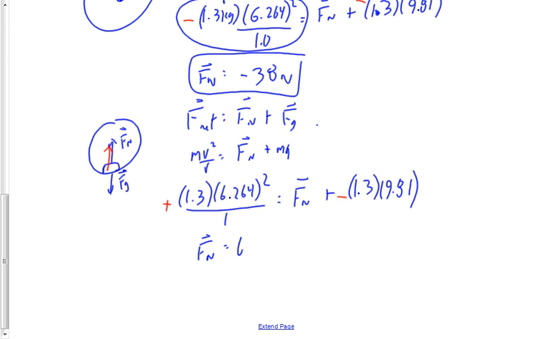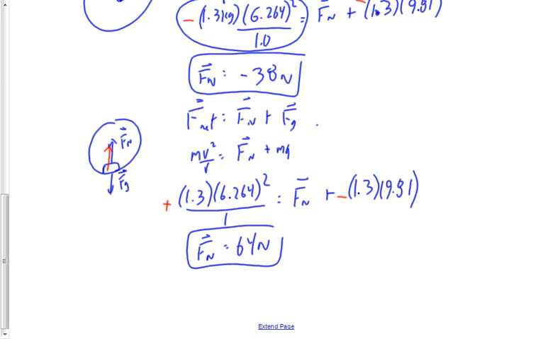That works for me for two reasons. One, it should be a positive value. That's what we got. Two, it should be bigger than the normal force at the top of the circle. The normal force at the bottom will always be bigger than the normal force at the top. Always. Because gravity and the normal force are opposing each other. Normal force has to be stronger to beat gravity.